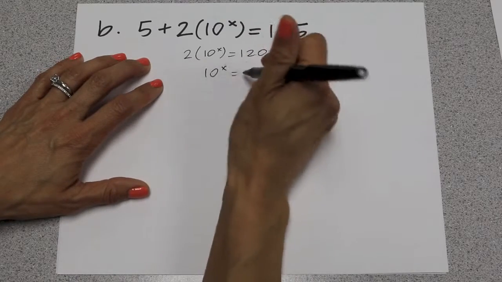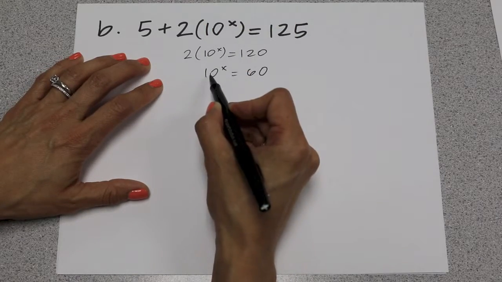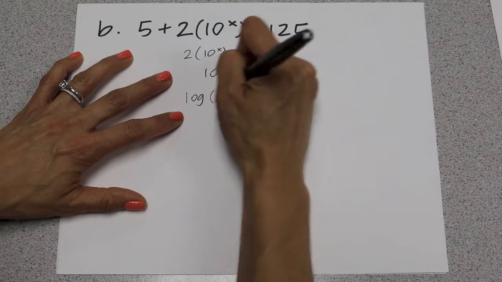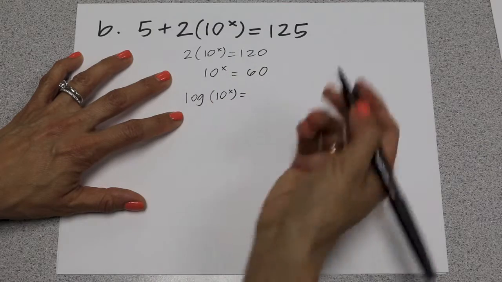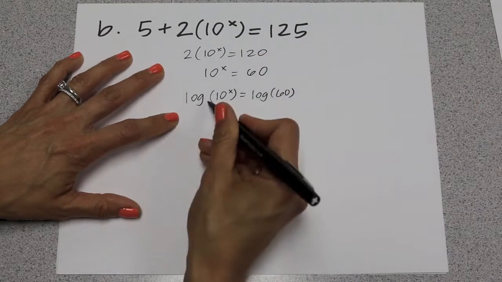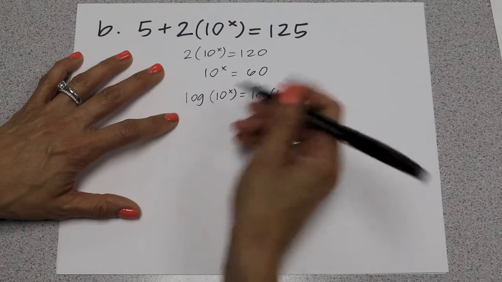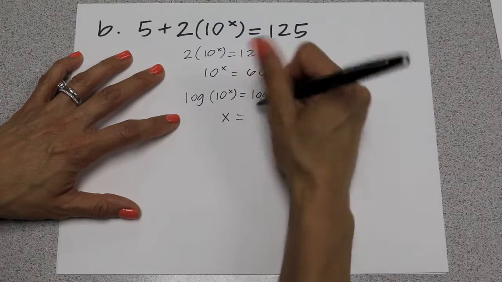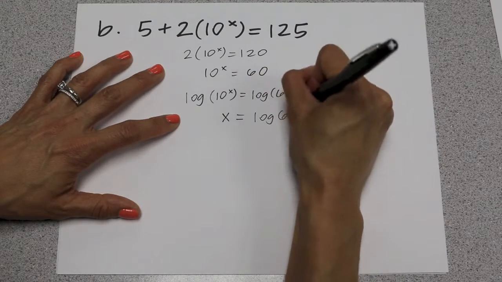We're going to take the log of both sides. Here's the variable, the base is 10, so when we go log base 10, remember you don't have to write the 10 because it's implied. And log base 10, those undo each other, and you're just left with the exponent, which happens to just be x, so x equals log of 60.